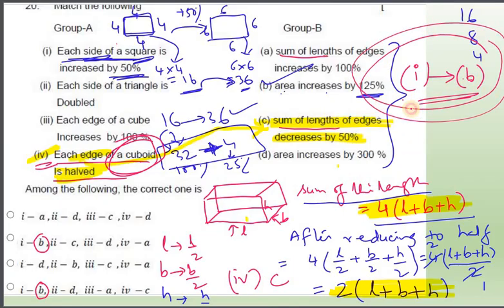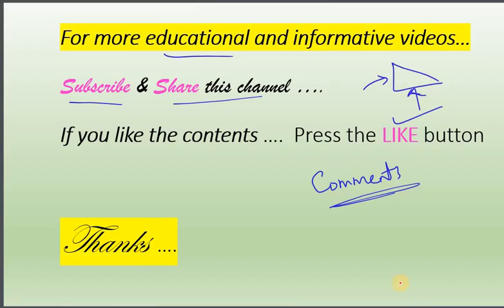First one, what we got? B. Fourth one, what we got? C. Here the fourth one is C, first one is B. Any two you check, you will get the answer. So the fourth option is the correct answer. So with this we have completed the mock test question paper of mathematics.